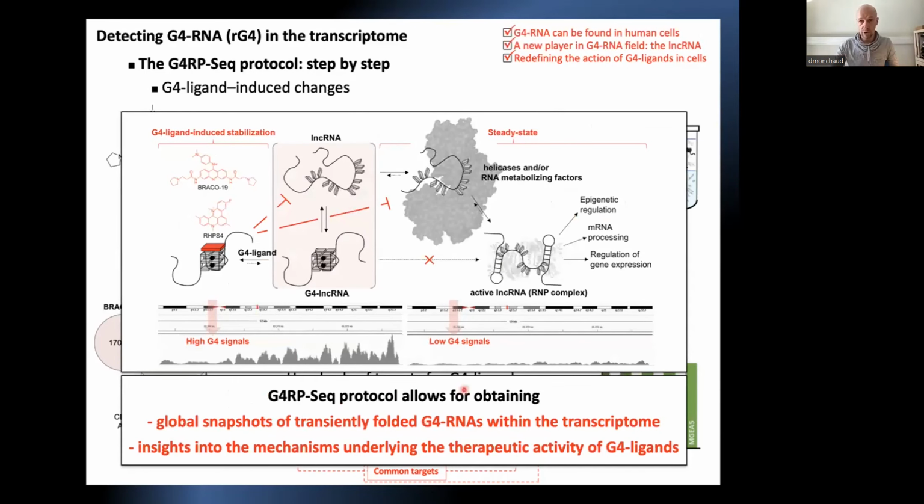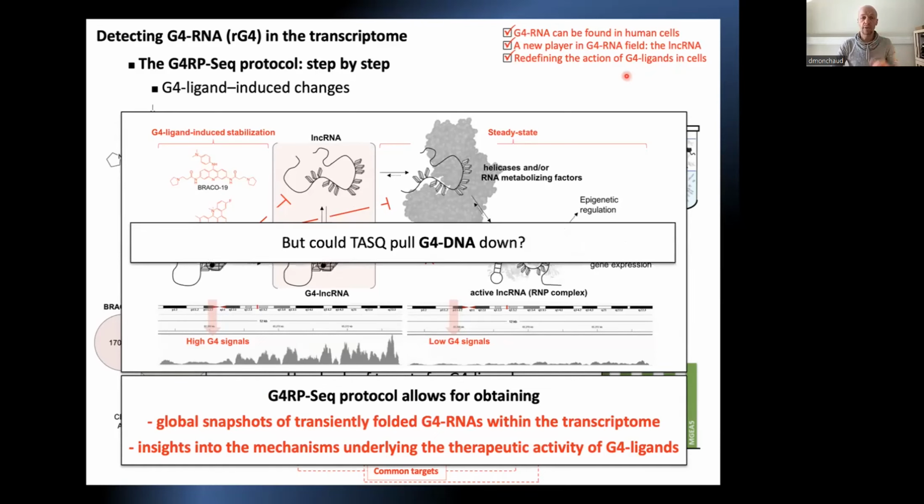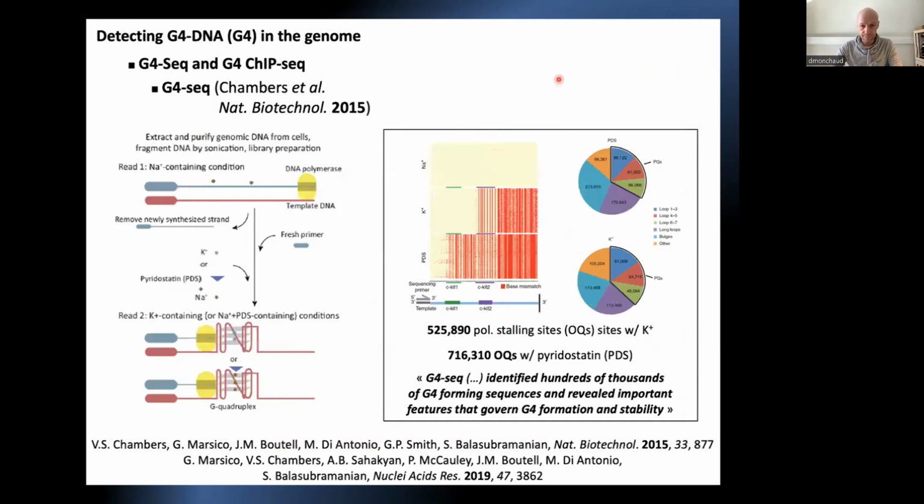So the conclusion was, yes, G4 RNA can fold within cells. The long non-coding RNAs are full of G4, and these are the primary target for G4 ligands. But we next moved to the next question: could we do exactly the same with not G4 RNA, but G4 DNA? And it was not that simple, but in fact, there are two different techniques that have been developed to study the DNA G4 landscape within cells.